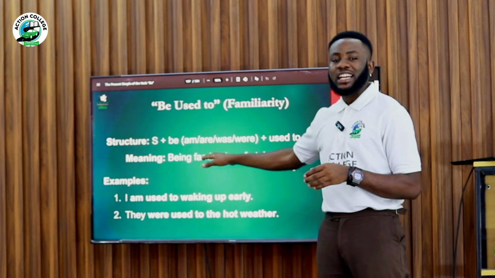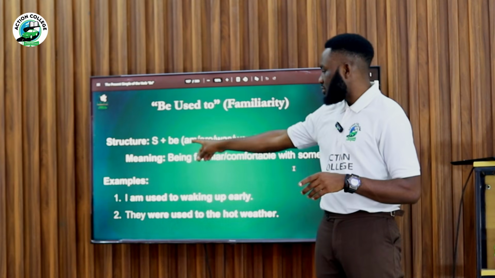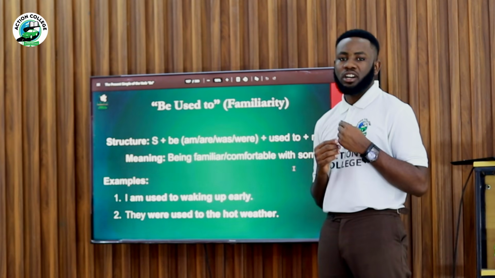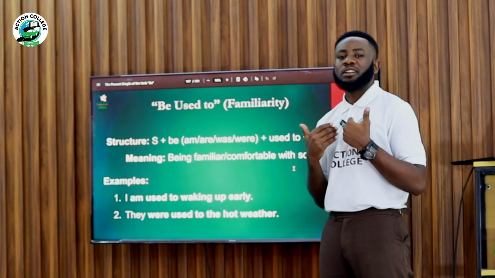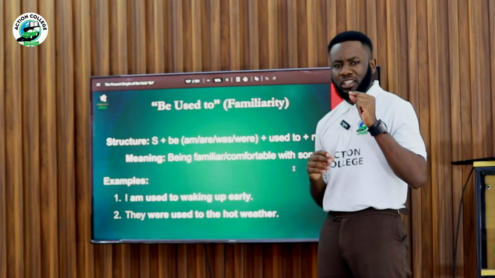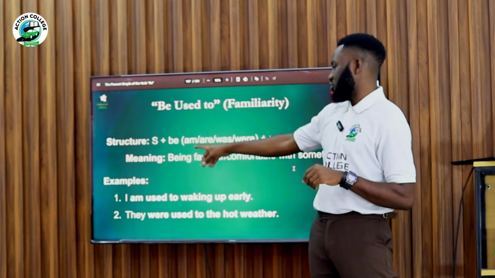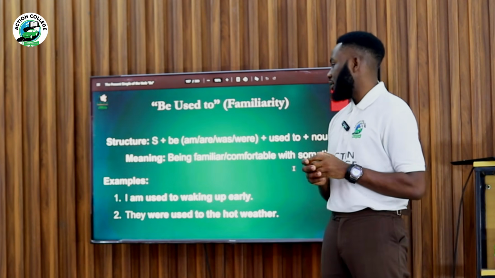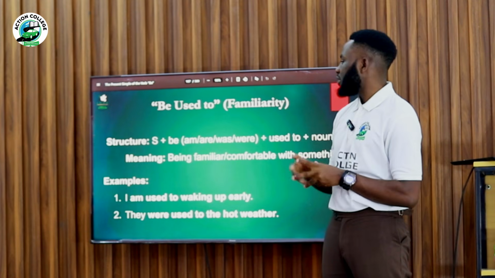And then in present form, we have "am." This is used with the first personal pronoun, singular, which is "I." "I" is always followed by "am." Whenever you try to use this, be used to.